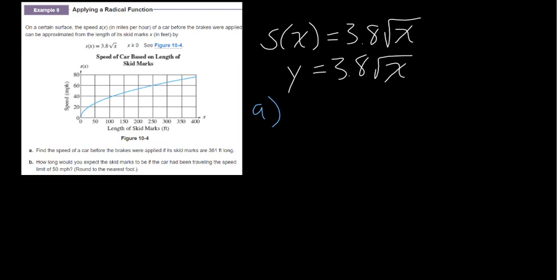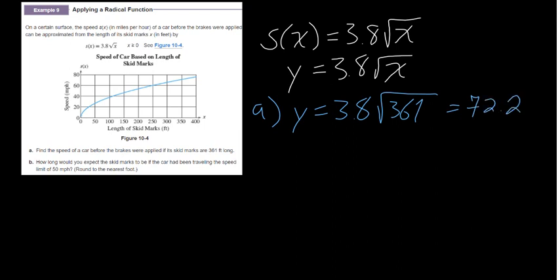We're given the length of the skid mark, which is 361 feet. So y is equal to 3.8 times the square root of 361, which is a nice, even number. Let's put that in. 3.8 times the square root of 361, we get 72.2. So if we see a skid mark 361 feet long, then we know that vehicle was going 72.2 miles per hour.